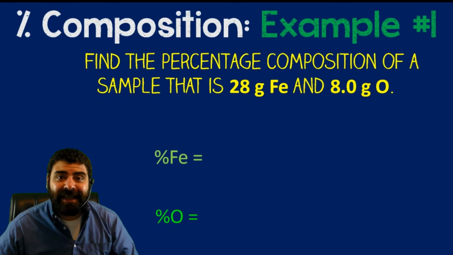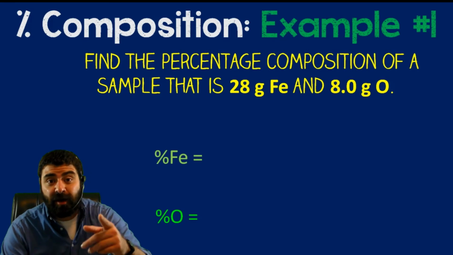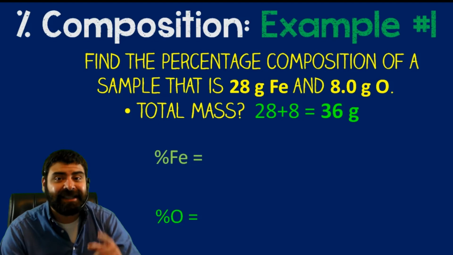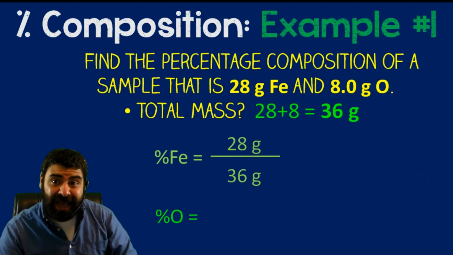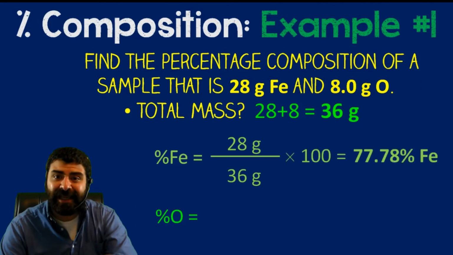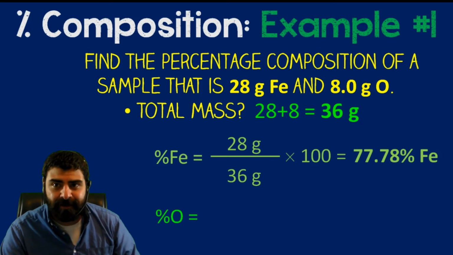Well, you can see we have mass contributions already. So we could use those and just find the total mass by adding 28 plus 8 and getting 36 grams. What percent is iron? Well, 28 grams divided by 36 grams times 100, and you get 77.78% iron in this compound.